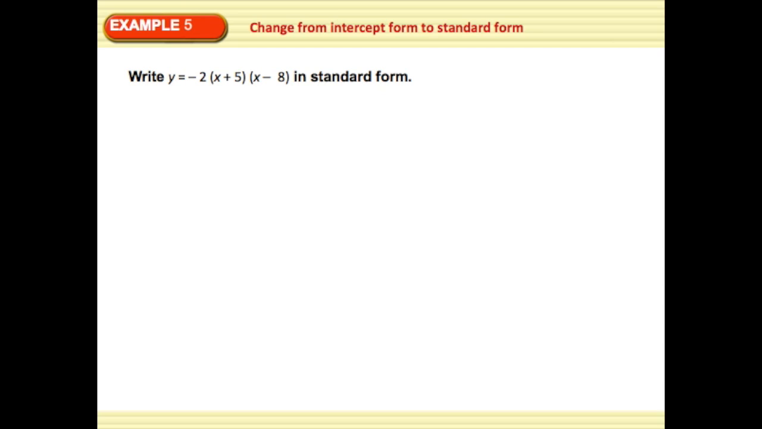So the examples that we're going to do today talk about rewriting a function in standard form. And we know that standard form is that y is equal to ax squared plus bx plus c. And so that's an important thing for us to remember, that this is our goal.